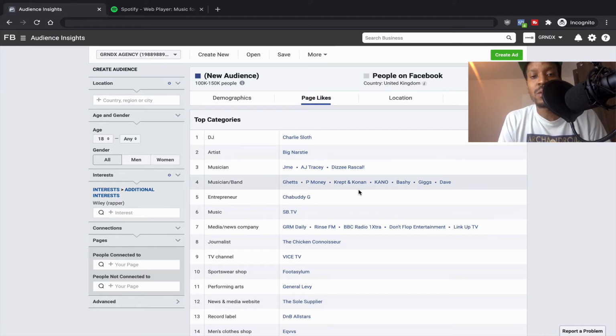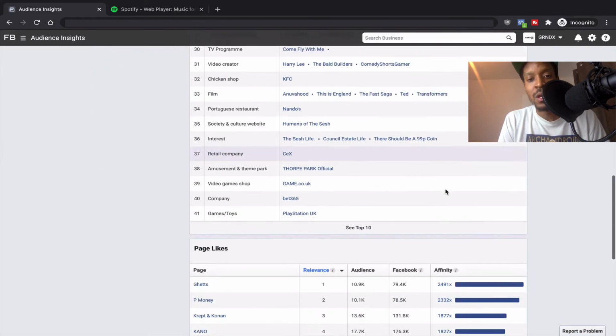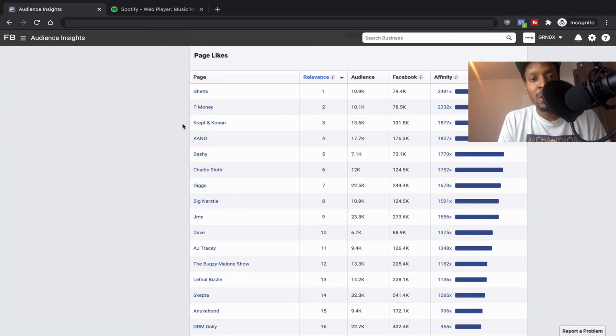So that's it here. You can see with Wiley, you got Get, you got P Money, JME, AJ Tracy, Dave, Gigs pops up. Let's see in terms of affinity, Krypton Conan again. So that's another example. Charlie Sloth pops up again. Gigs is 7th. So we're saying people that listen to Wiley are also closely related to Gigs and also closely related to Krypton Conan. So we're saying that these audiences are really similar. So you can group them all in one group, for example.